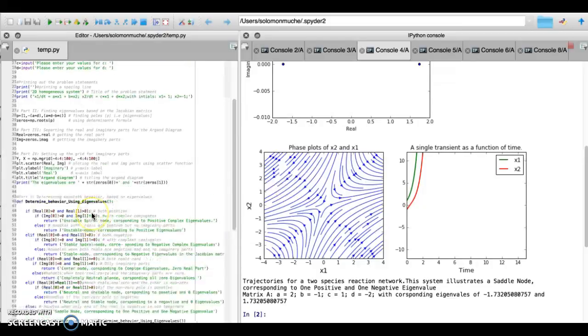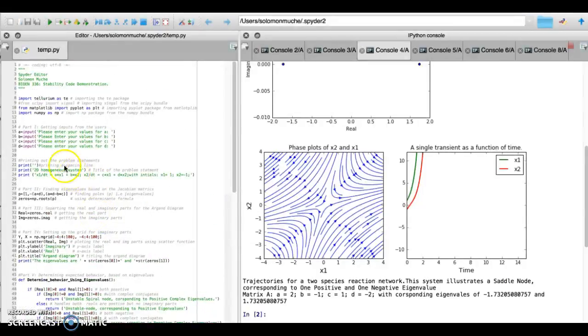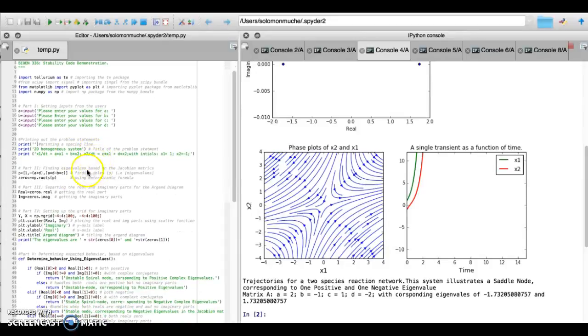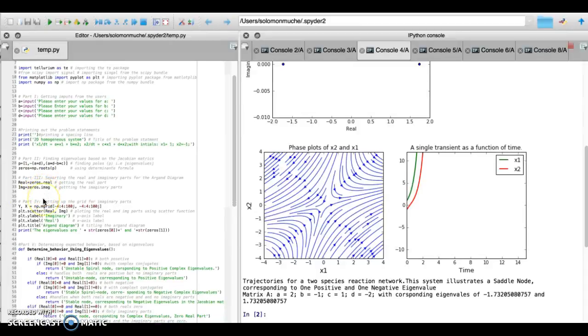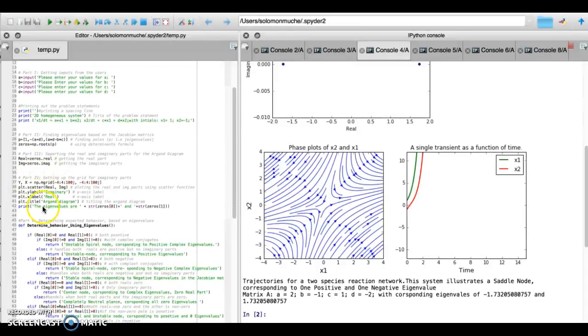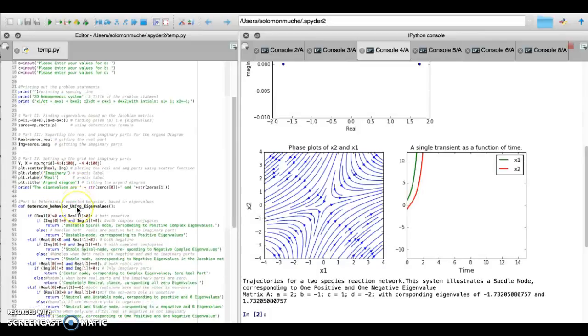And now let's demonstrate the code. This part is just getting inputs from the user, and this is just typing the title and the differential equation for the user. And this is determining the eigenvalues using the determinant equation. And this is just separating the real and the imaginary part. And this is plotting.